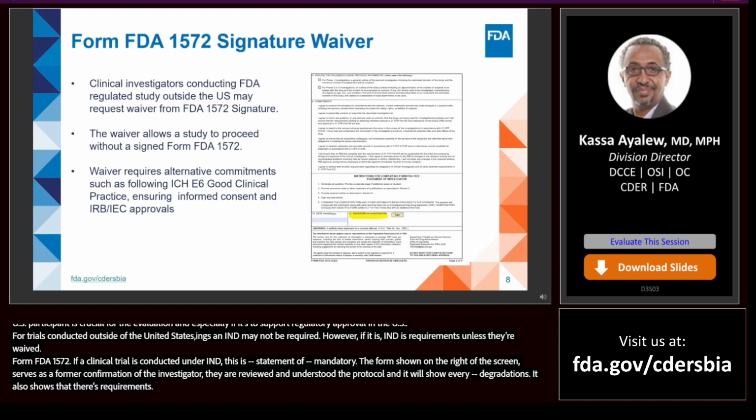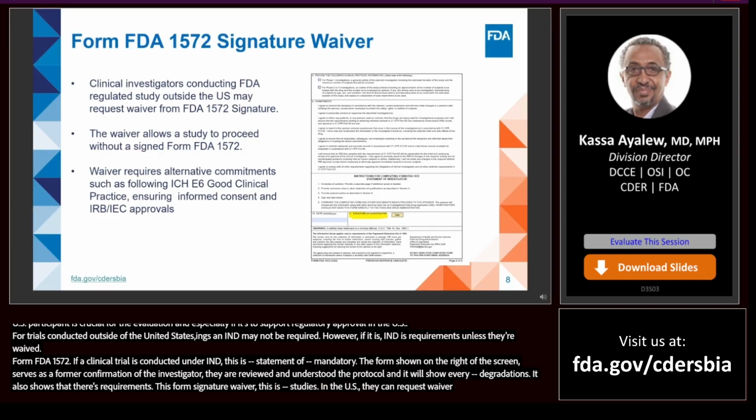Form FDA 1572 signature waiver. The FDA 1572 signature is mandatory for IND studies. Investigators conducting FDA-regulated trials outside the US may request a waiver from this requirement if local regulations forbid them from signing the Form FDA 1572.